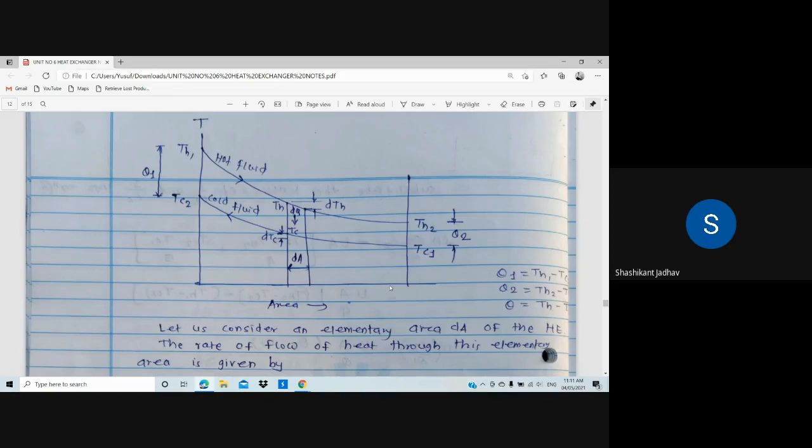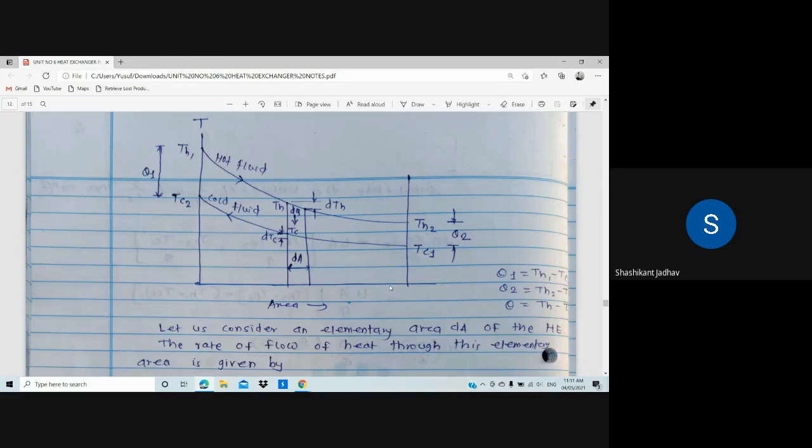Theta 1 is nothing but TH1 minus TC2, and theta 2 is nothing but TH2 minus TC1, and theta is nothing but TH minus TC. TH minus TC जो काय स्मॉल एलिमेंटल एरिया कन्सिडर केलेला आहे त्या स्मॉल एलिमेंटल एरियासाठी जे काही टेम्परेचर आहे, हॉट फ्लुइडचं TH असणार आहे, कोल्ड फ्लुइडचं TC असणार आहे. हा जो टेम्परेचर डिफरन्स असणार आहे दॅट इज नथिंग बट थीटा. ओके, सो देन नेक्स्ट लाईन सगळ्यांनी लिहा.